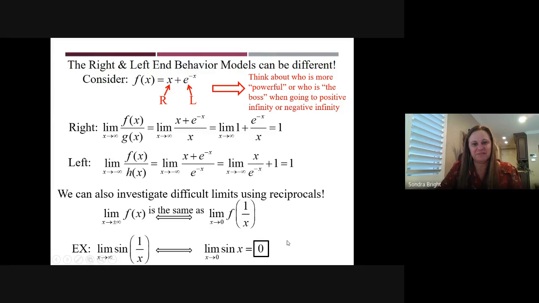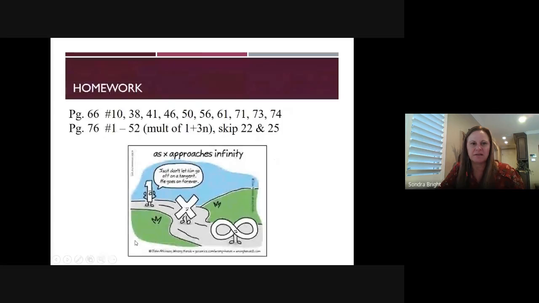If you put that in your graphing calculator, it's not as obvious because it's still going to be oscillating a little bit, if that makes sense to you, as you're going to positive infinity, but it's getting closer and closer to the y-axis as it goes.